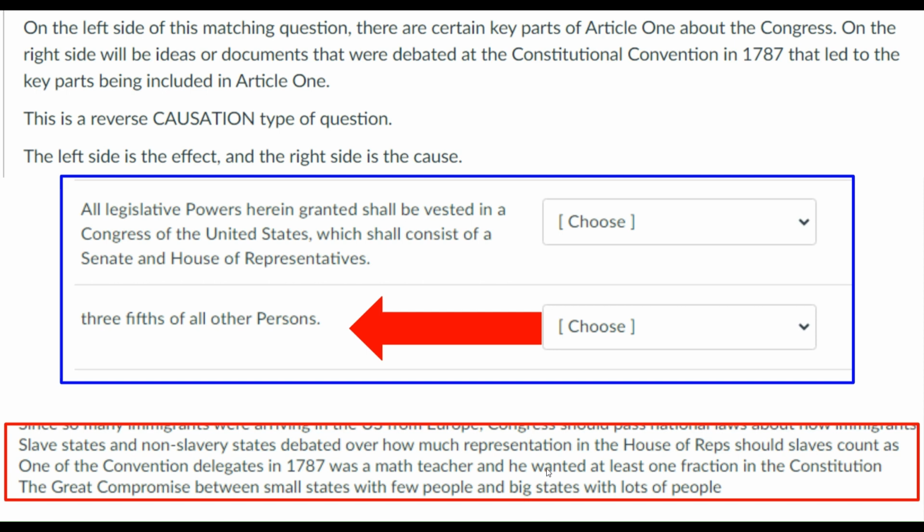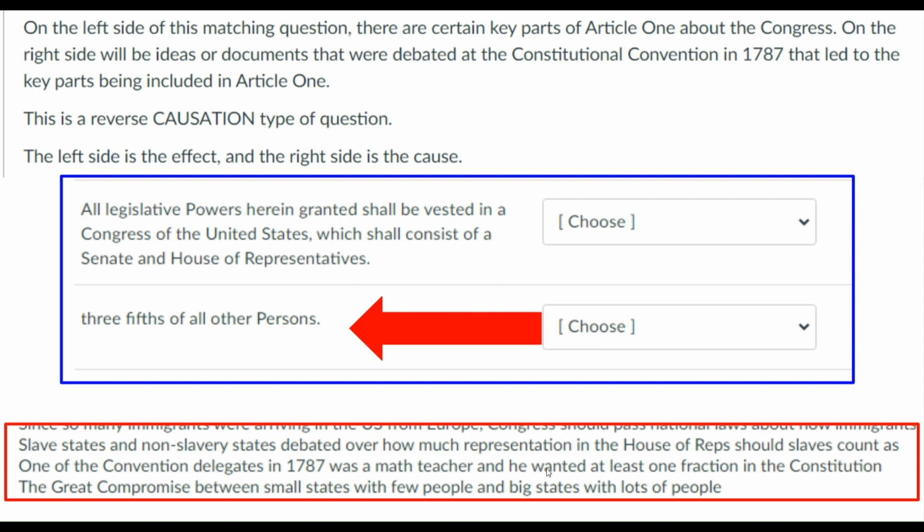Bingo. That caused the delegates of the Constitutional Convention to put in that ridiculous 3/5 rule. Now, let's go to the other left side. All legislative powers herein granted shall be vested in a Congress of the U.S., which shall consist of a Senate and a House of Reps.